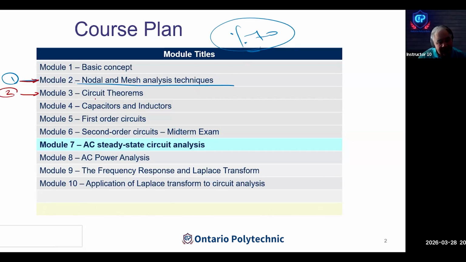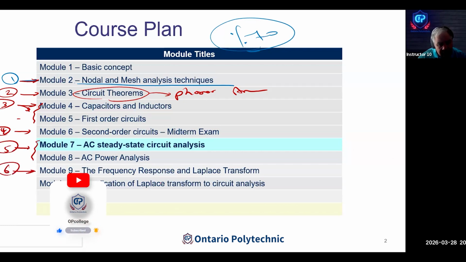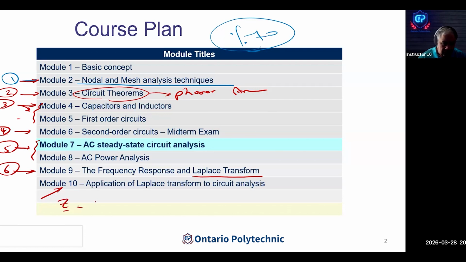Module 3 is the circuit theorems. At least one question, maybe on circuit theorems. Your question is the phasor analysis. In module 4, we have the capacitor and inductor. Modules 5 and first order together have at least one question. One is question number 4, the AC question is number 5, and at least one question from frequency response and Laplace transform. One question is about, for example, how to define the Z impedance.